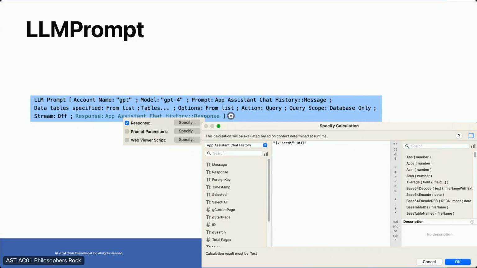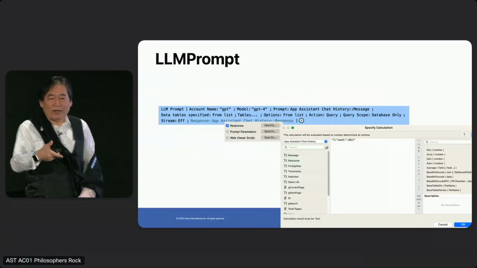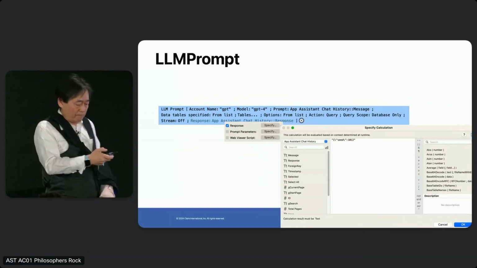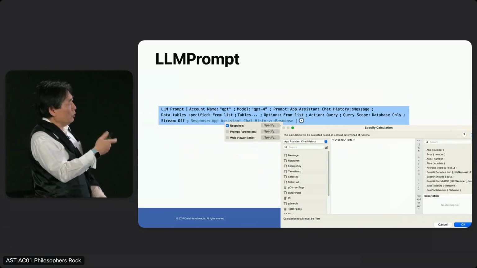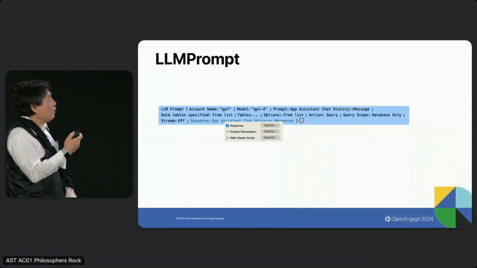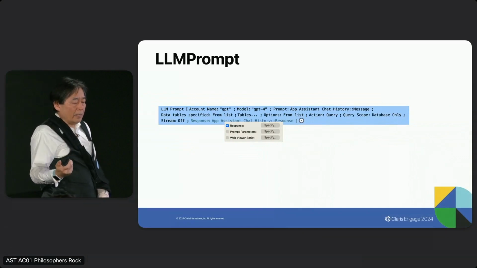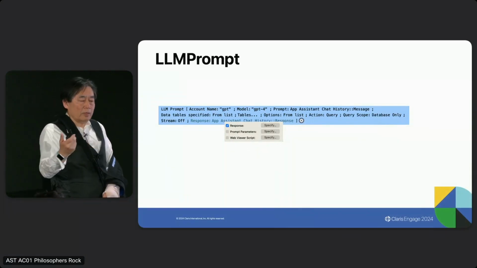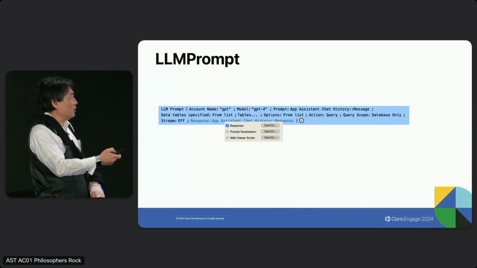And for different LLMs, actually there are different definitions. Some of them go from -1 to 1. So when you use a different LLM, you need to check their documentation. But again, the prompt parameter is optional, so you don't need to set it if you don't need it. The web viewer script is also optional. The app assistant basically uses the web viewer script to communicate with the web viewer, and WebDirect can leverage that as well.